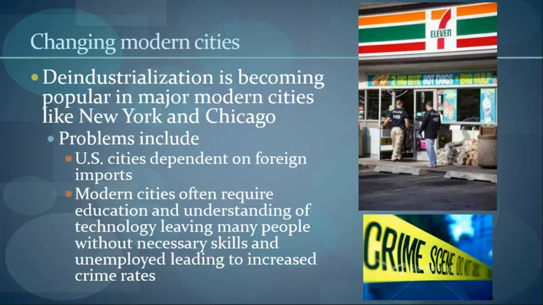And then modern cities, because they're diversifying, as we've talked about earlier in this unit, the jobs that are available become more skilled jobs. And so they most of the time require education and an understanding of technology. And this leaves many people without the necessary skills, and they are unemployed, which leads to an increased crime rate. And so in cities that don't have good jobs available for people, you have increased crime.